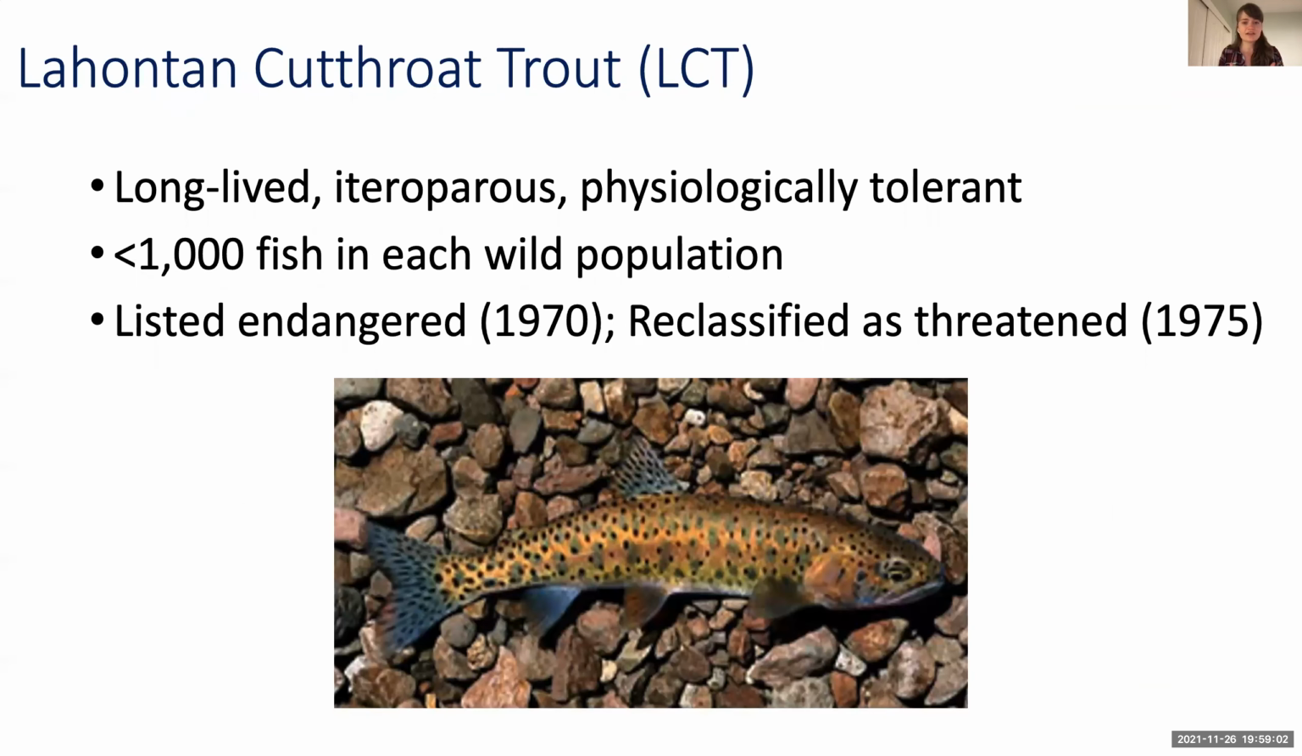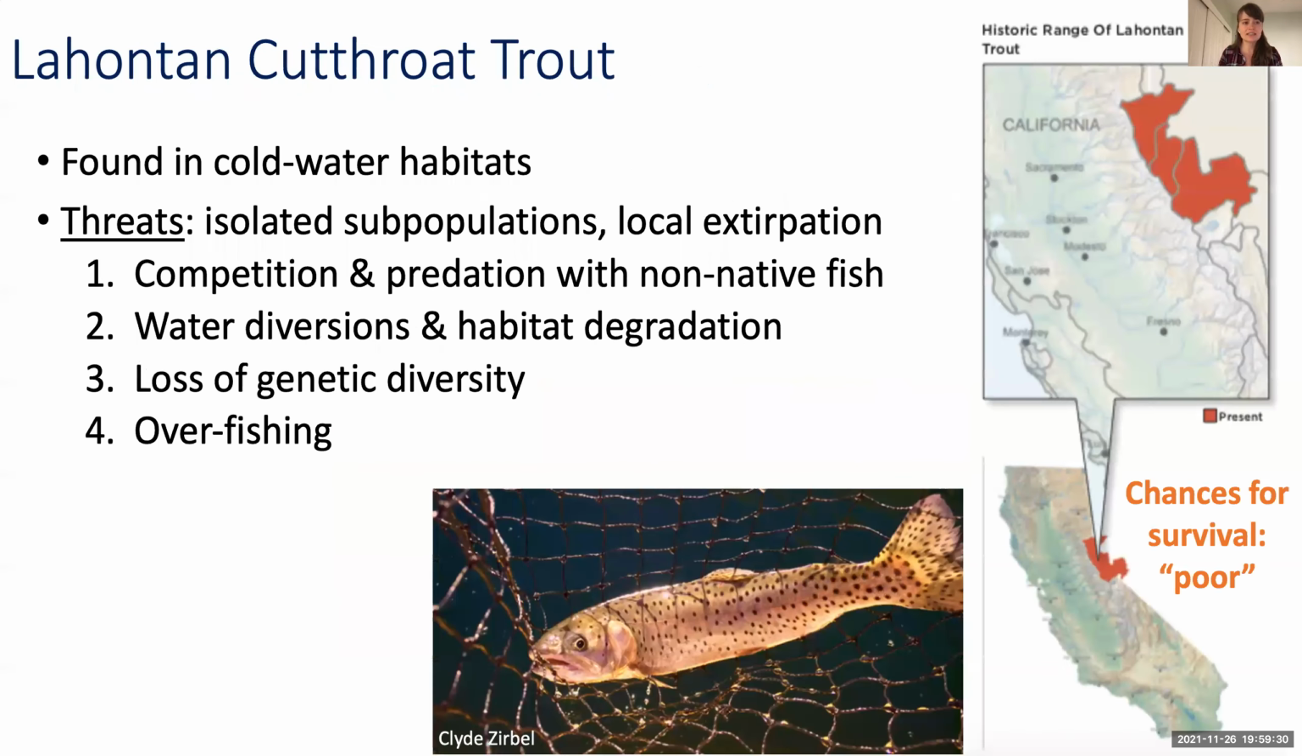So in particular, these various management efforts have been tried to target bringing back, say, the endemic Lahontan cutthroat trout. That's one specific one that we've been trying to bring back for a while. LCT is a long-lived fish, is iteroparous, and is pretty physiologically tolerant. But there are fewer than 1,000 of these fish in the wild today. They were listed as endangered in 1970 and then reclassified as threatened 5 years later, but their population is still struggling. So LCT is found in cold water habitats, and in the habitat that they are found in here, their chances of survival are poor.